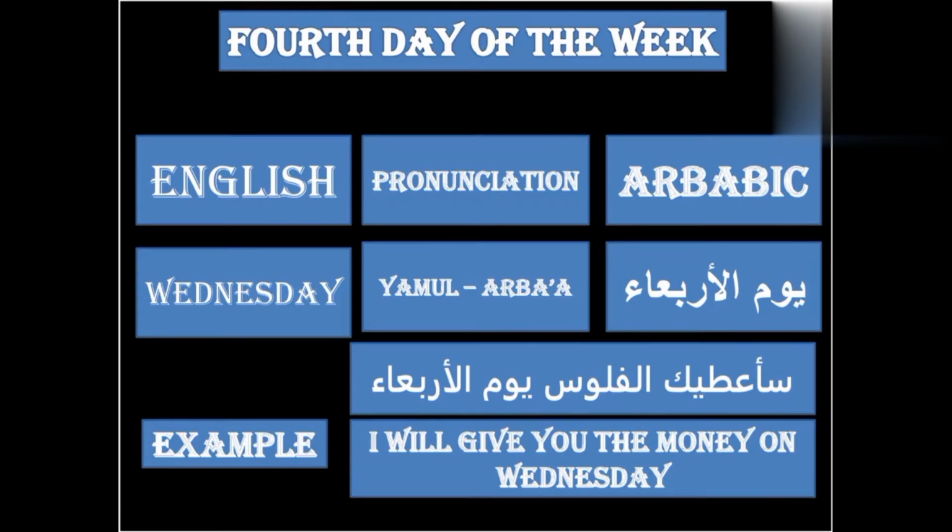Fourth day of the week. The fourth day of the week in Arabic is Yamul-Arba'a, and it is derived from the word Arba, meaning 4. And Yamul-Arba'a comes between Yamul-Thulutha and Yamul-Khamis. So see the example. سأعطيك الفلوس يوم الأربعاء. I will give you the money on Wednesday.